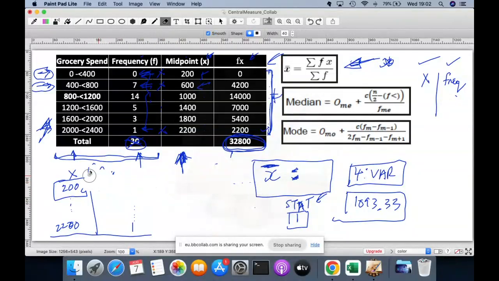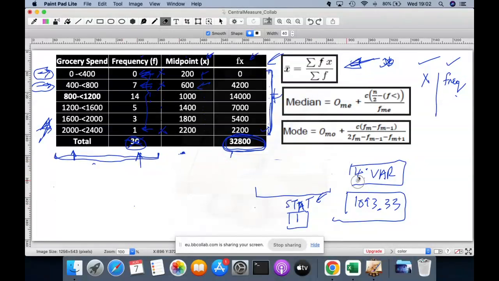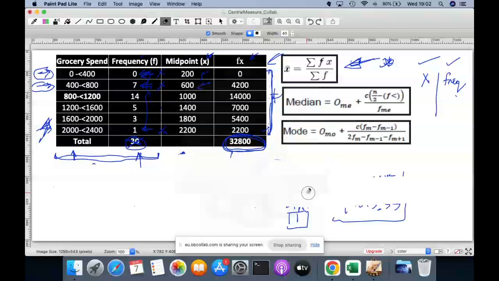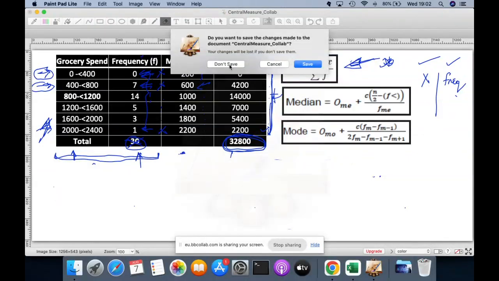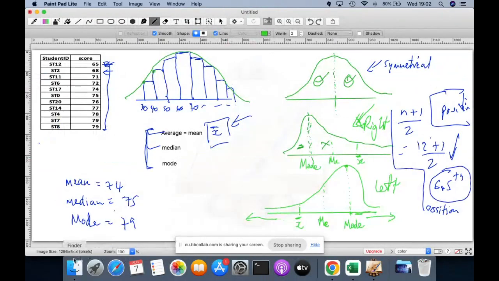Now we're going to move on to the median and then the mode. We're going to finish off with the mode. Right, so let's get ready for that. Okay, I wrote a lot here, so I'm going to actually reopen this.